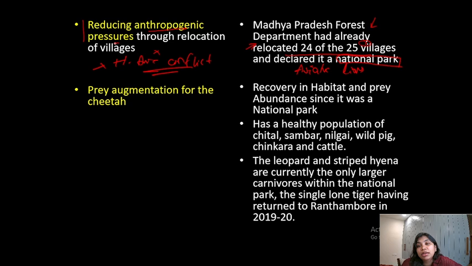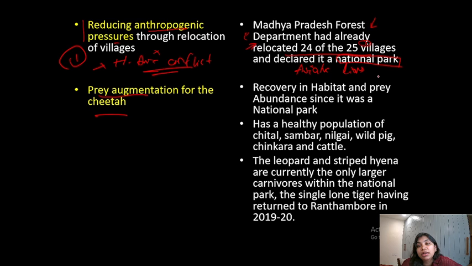Next, what is the major challenge? Human and animal conflict. How did they address it? Because 24 out of the 25 villages were already relocated, in that way we can avoid human-animal conflict. Second is prey augmentation for the cheetah. As I told you, it was already prepared for Asiatic lions.